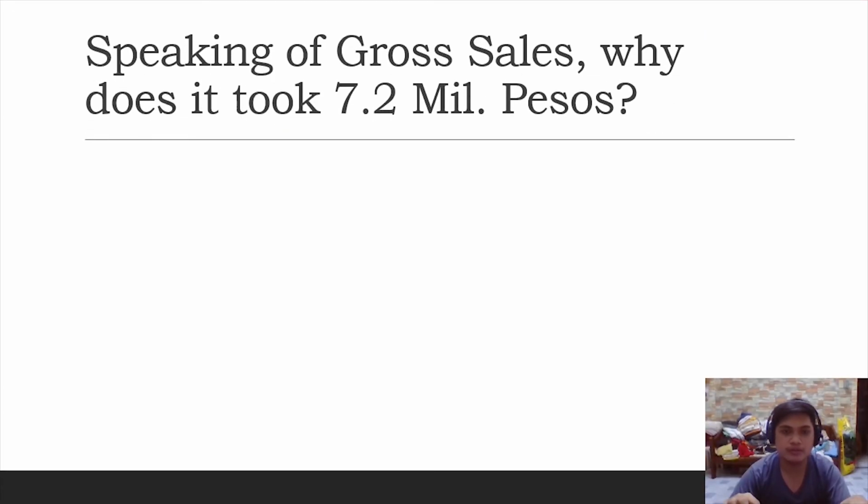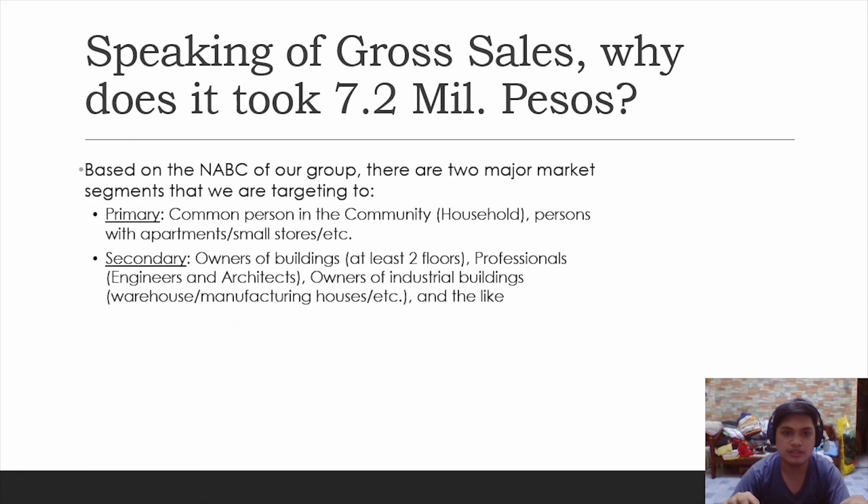Speaking of gross sales, why does it take 7.2 million pesos? Based on the NABs of the group, there are two major market segments that we are targeting. The primary market segment would be the community, or households, apartments, small stores, etc., persons living near the selling sites or the hardware stores, in other words. The secondary segment would be the owners of buildings with at least two floors, professionals, engineers, architects, and owners of industrial buildings such as warehouses, manufacturing houses, and the like.